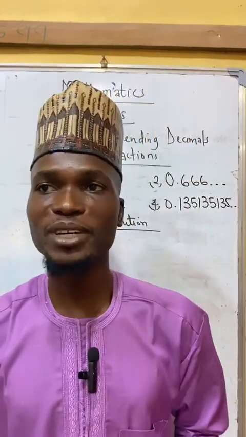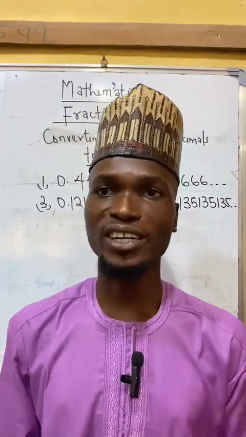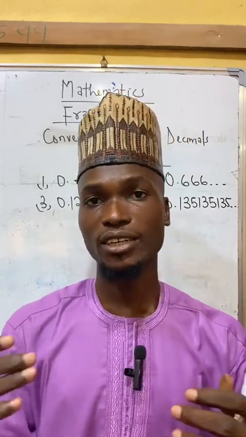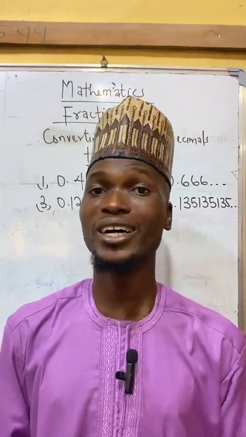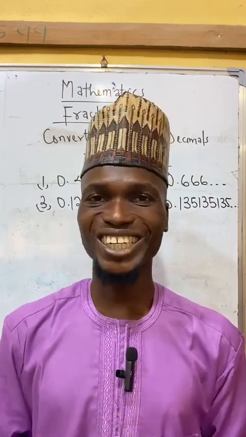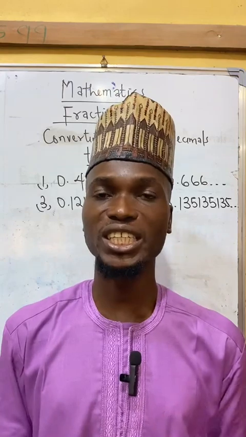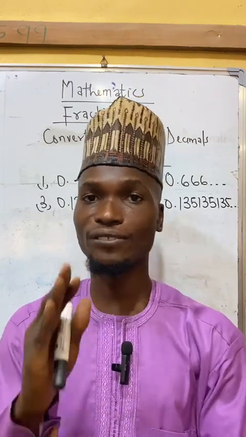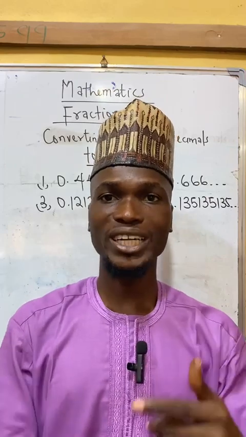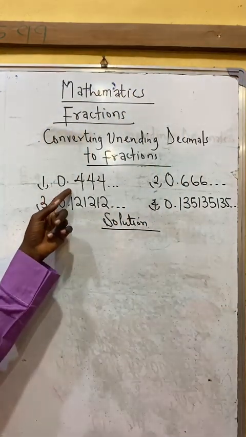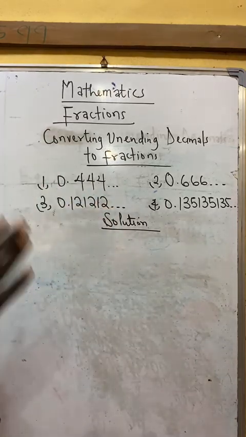Here is another method, and this is for advanced students, especially further math students who are in SS1 or 2. We can use geometric progression, sum to infinity, to convert unending decimals to fractions. Let's see that. If we have 0.4444 and so on.